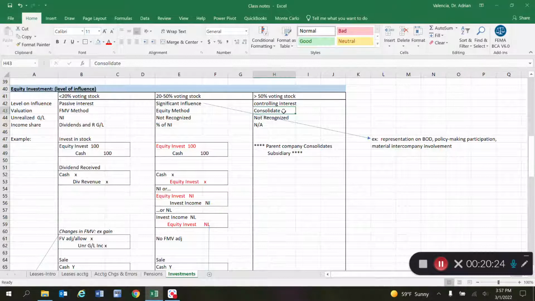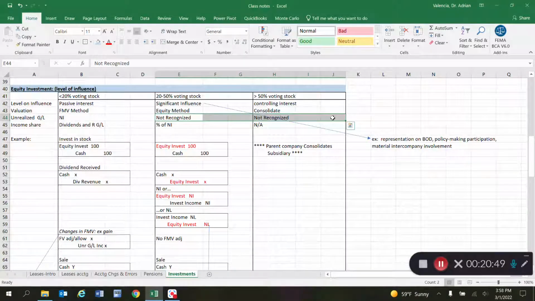Okay? Now, in terms of unrealized gains and losses, in other words, how that stock goes up and down in value, what do we do with those differences? If you have a passive interest, then any unrealized gains and losses go directly to net income. On the other hand, for the other two categories, you don't recognize those unrealized gains and losses. So it's only for the passive interest or less than 20% category that you recognize the unrealized gains and losses.